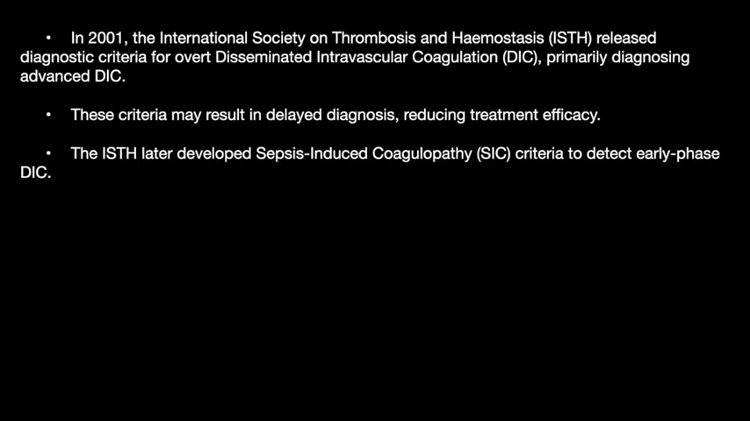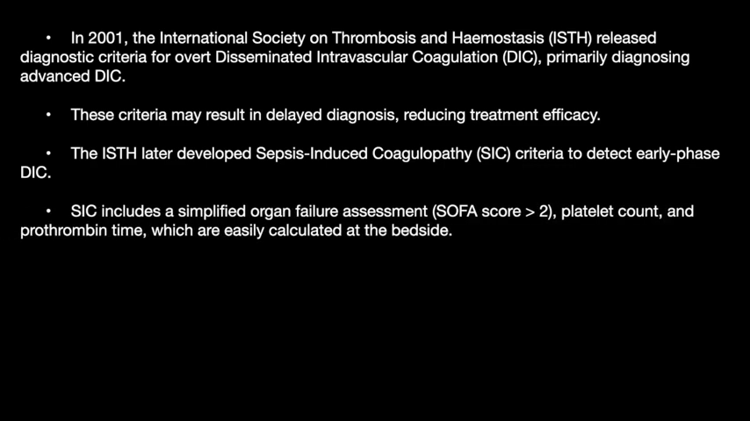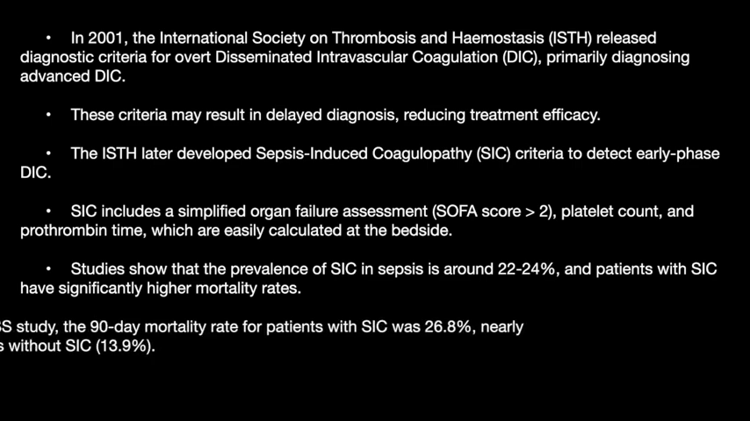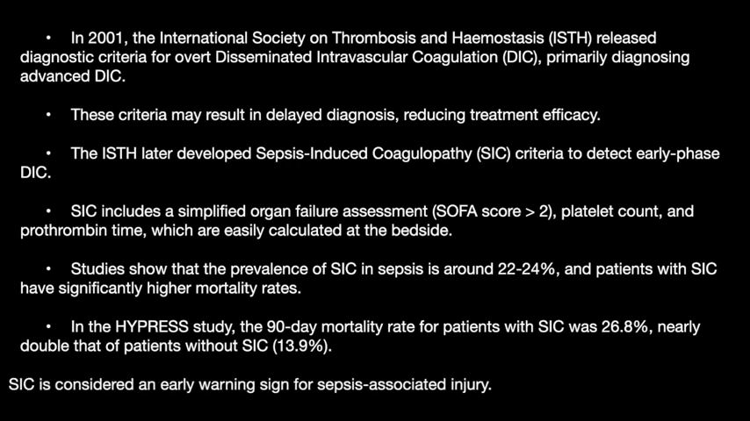The ISTH later developed what is called the sepsis-induced coagulopathy, the SIC criteria, to detect the early phase of the DIC. Now, SIC includes a simplified organ failure assessment, platelet count and prothrombin time, which are easily calculated at the bedside. Studies show that the prevalence of SIC in sepsis is around 22 to 24%, and patients with SIC have significantly higher mortality rates. In the HIGHPRESS study, the 90-day mortality rate of patients with SIC was 26.8%, nearly double that of patients without SIC.